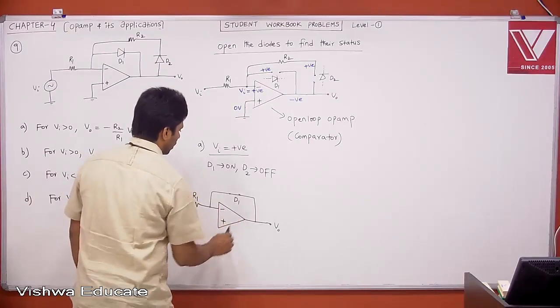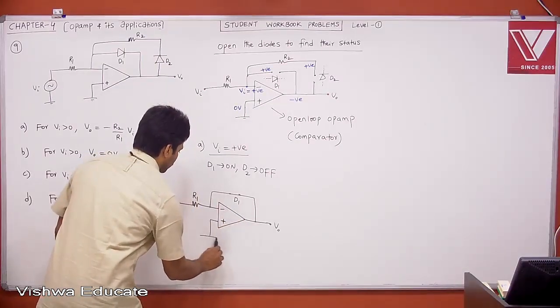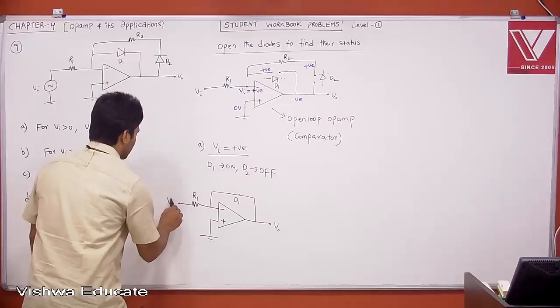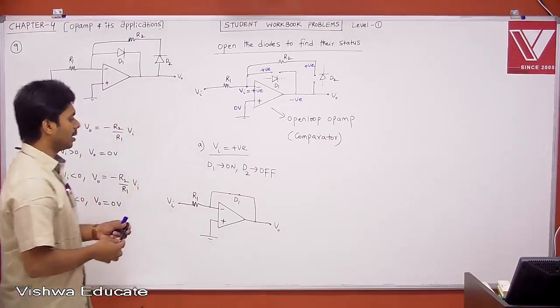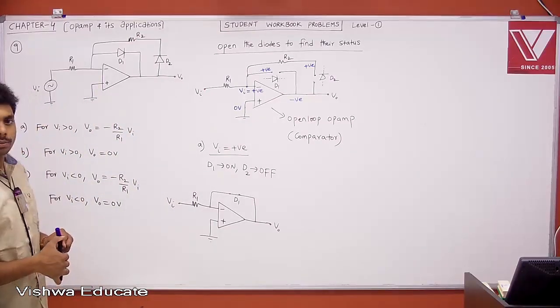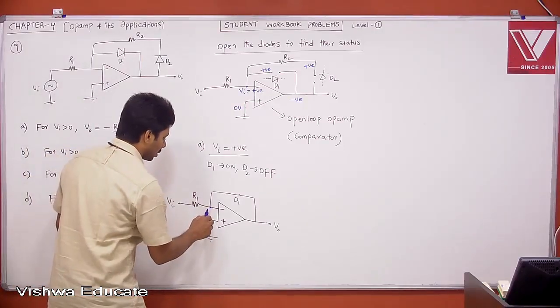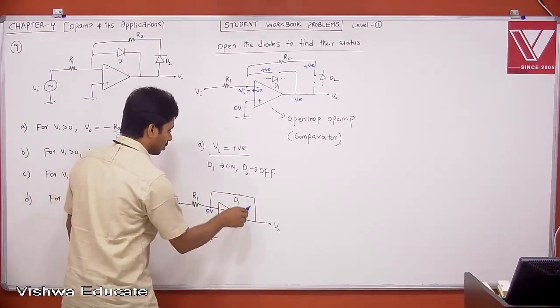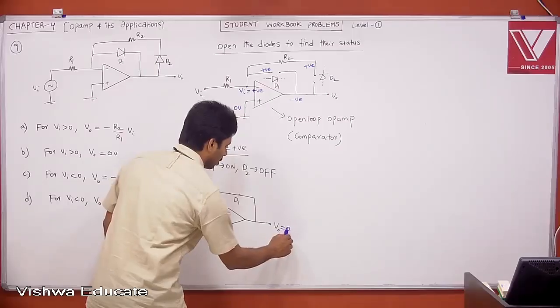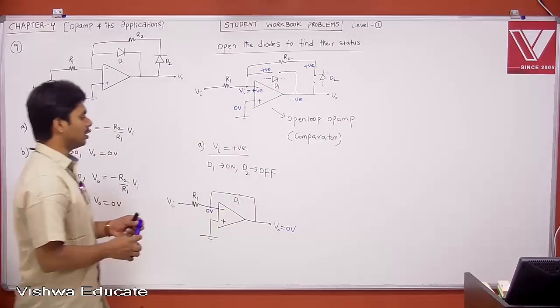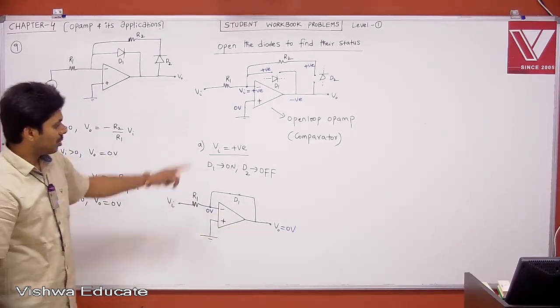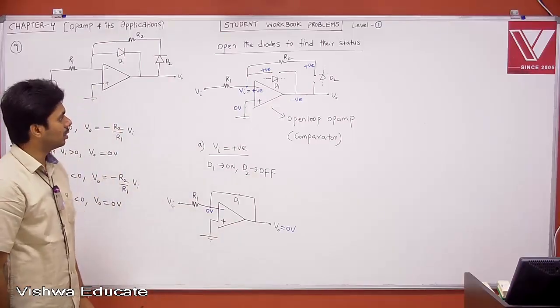This is your D1. Therefore, tell me, is it a negative feedback? Yes, now it is a negative feedback. If it is a negative feedback, the virtual short concept is valid? Yes. Then whatever voltage you have here, the same voltage you see there. This is 0, the same 0 is coming at the output. Therefore, what is your V0? Your V0 is equal to 0 volt. When Vi is positive, your V0 is 0 volt.